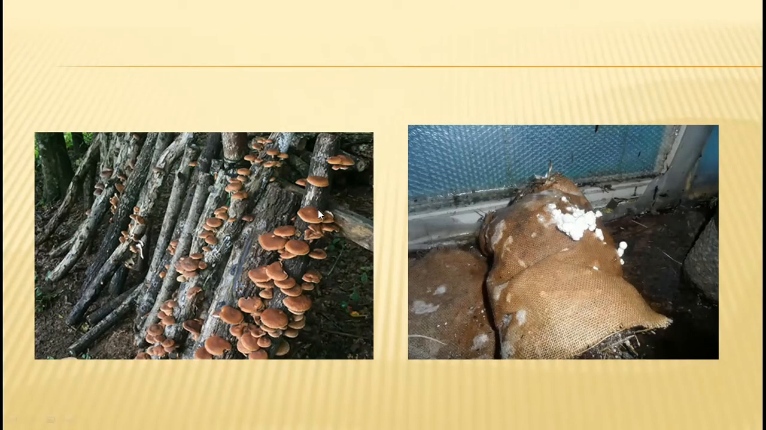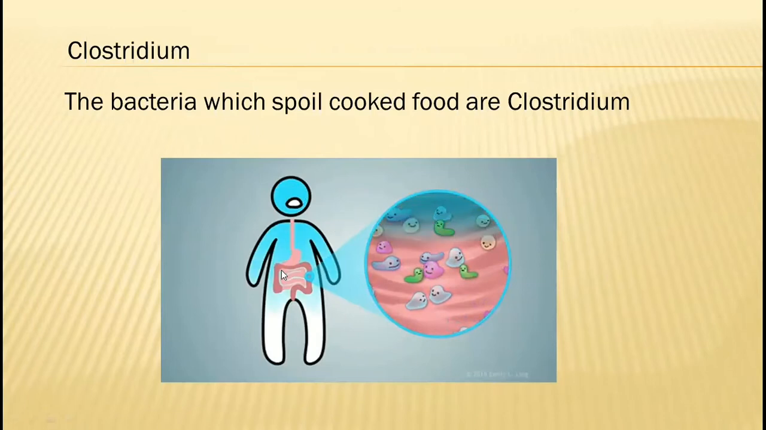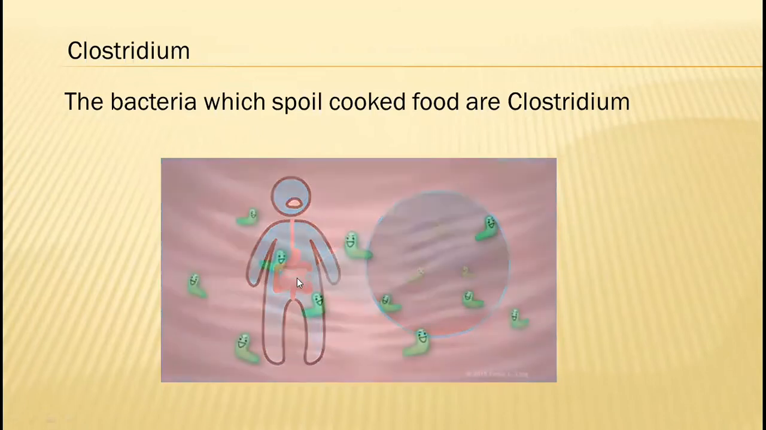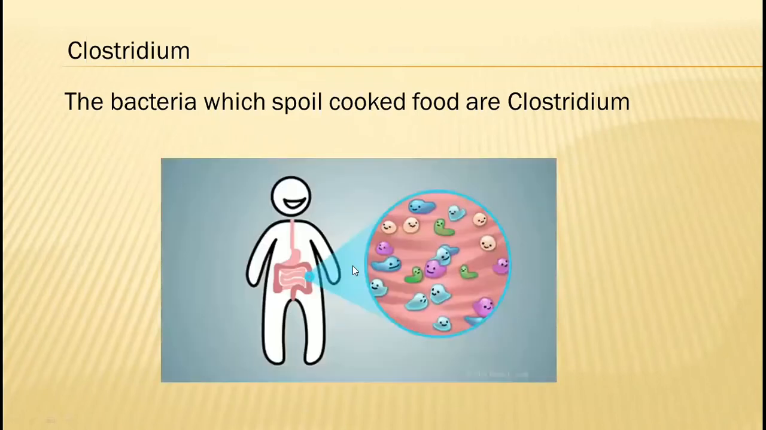Then these fungi and bacteria grow on edible parts, like Clostridium. Clostridium grows only on cooked food. You eat this food, and sometimes food poisoning occurs during community functions.